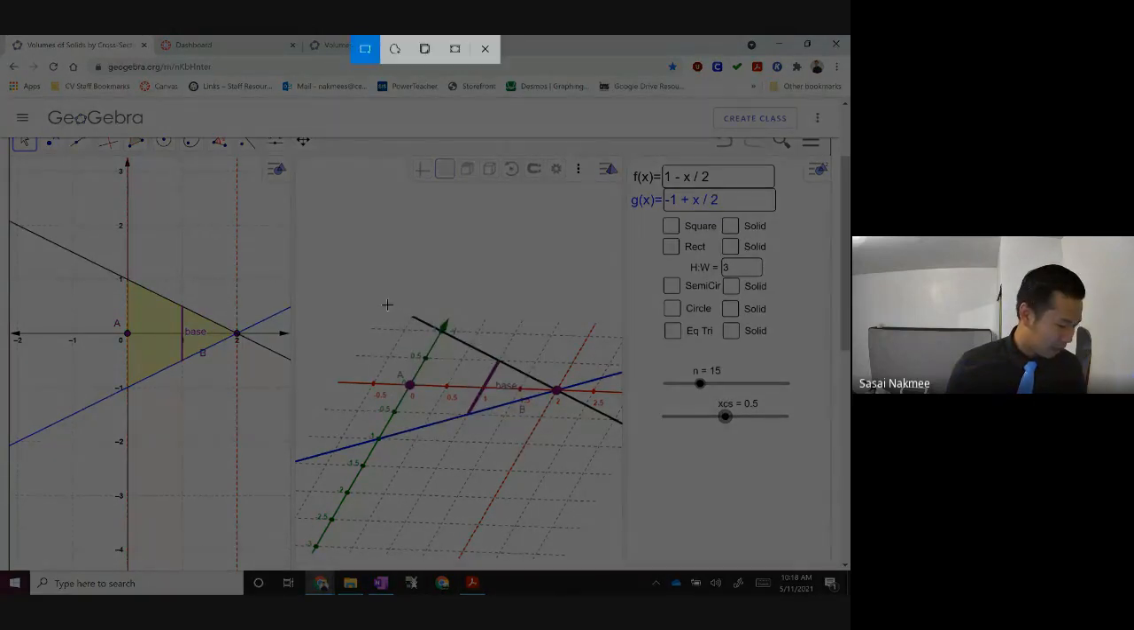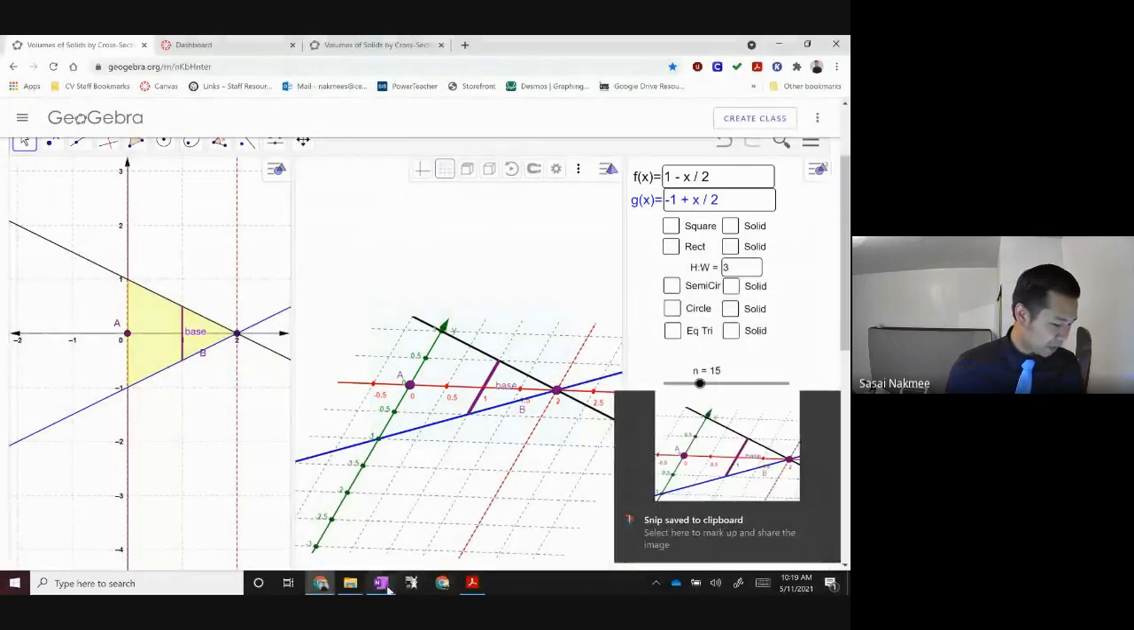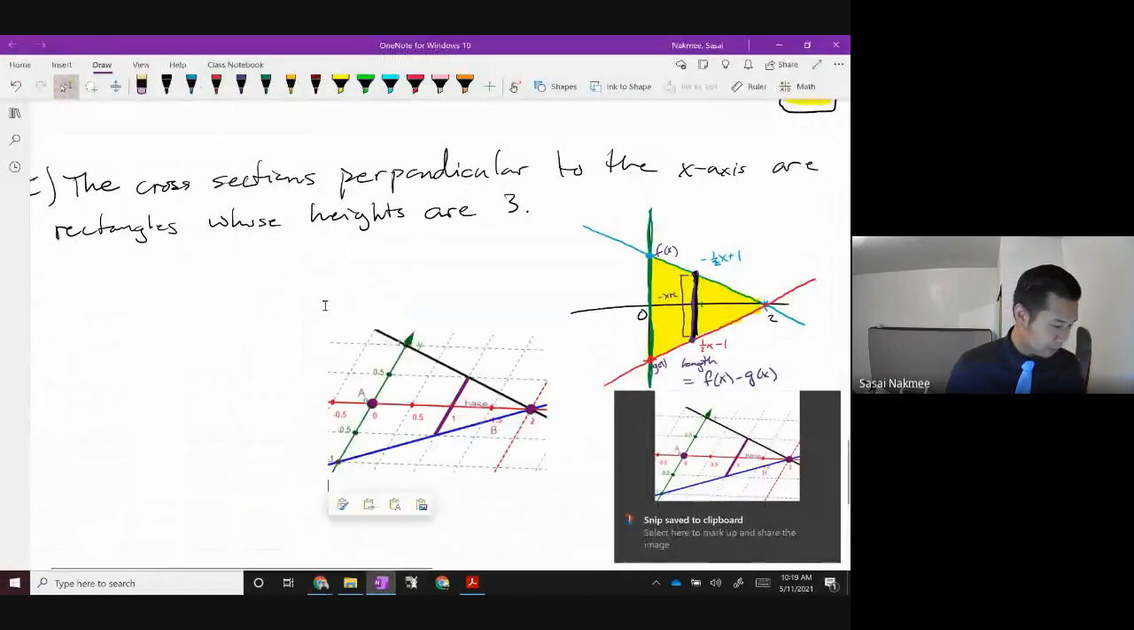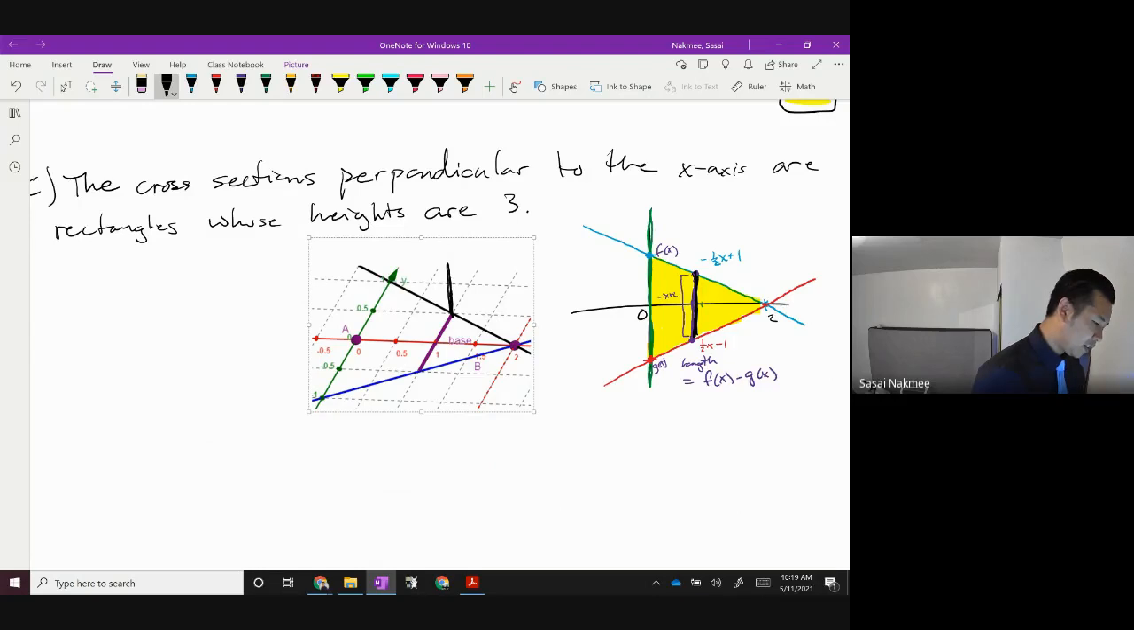I'll try that again. There we go. Boom. So let's go ahead and put that in here. And let's try our best to draw this out by hand here. So it's a rectangle whose height is 3. So it would be going up like so, and then going across like so. So it'd be something like that.